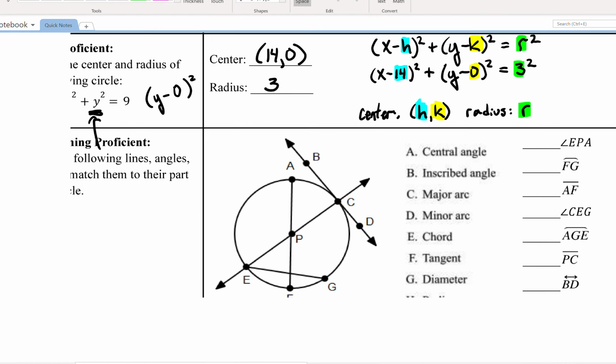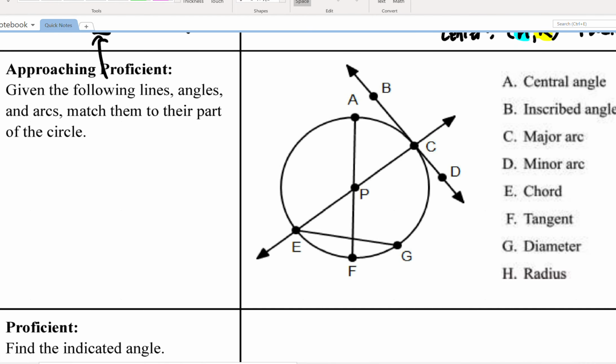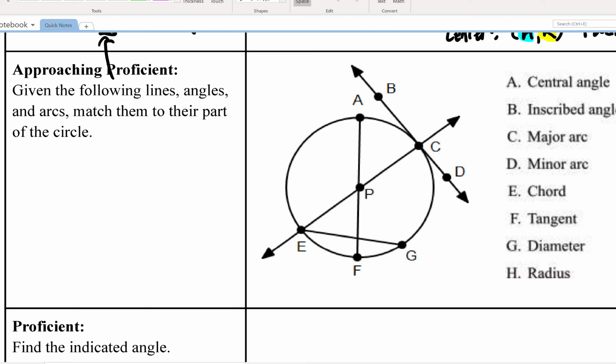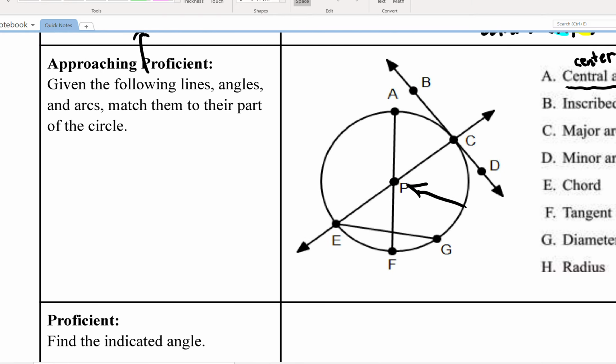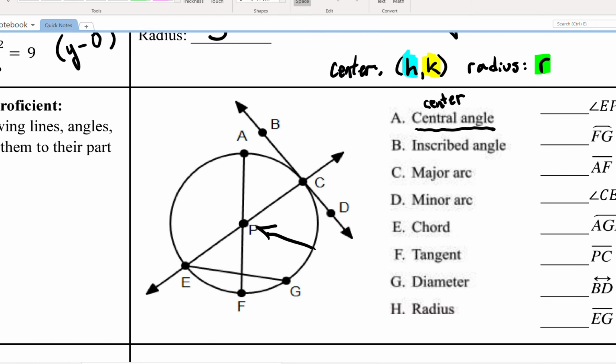And now this next part is a lot of vocabulary. Given the following lines, angles, and arcs, match them to their part of the circle. So let's look first. A central angle is an angle, as the word would indicate, at the center. The vertex of the angle is at the center. And so this center of our circle here, it should say this is circle P, and that circle P is named by the center. So P is the center of the circle.